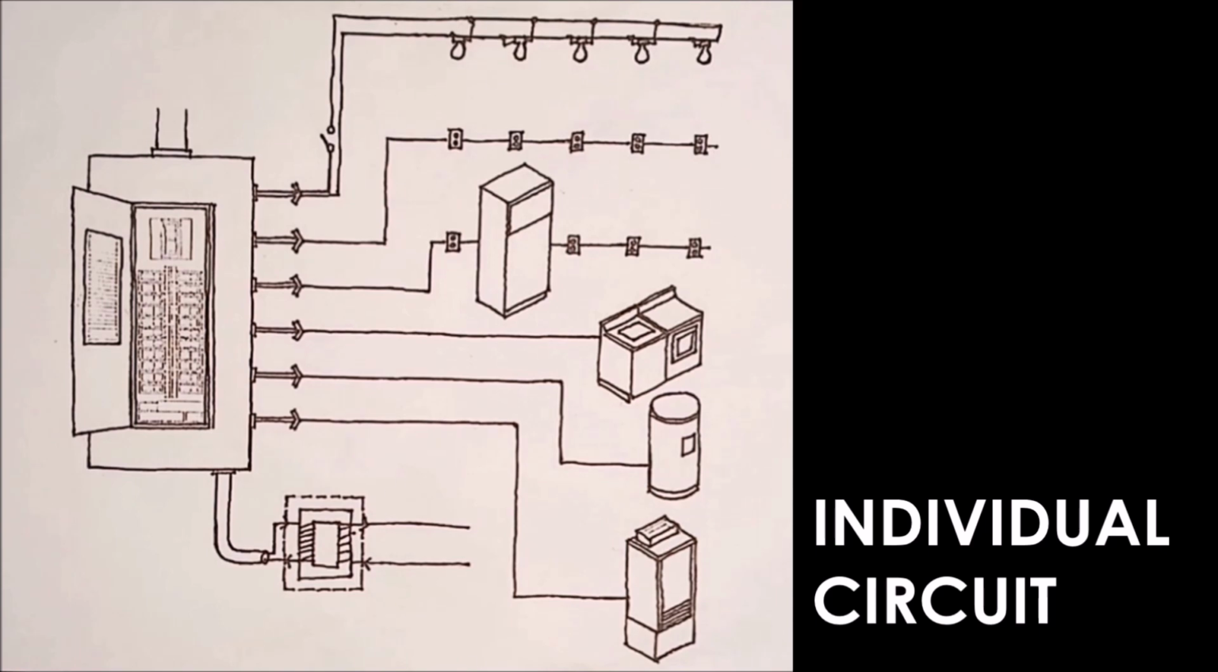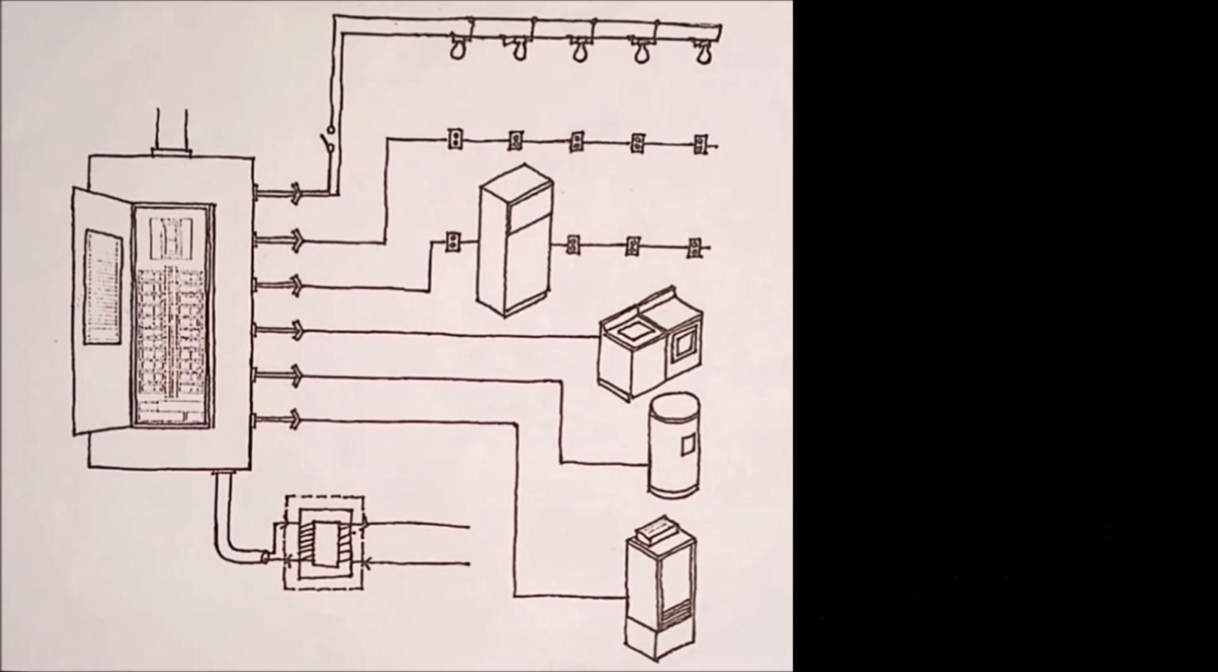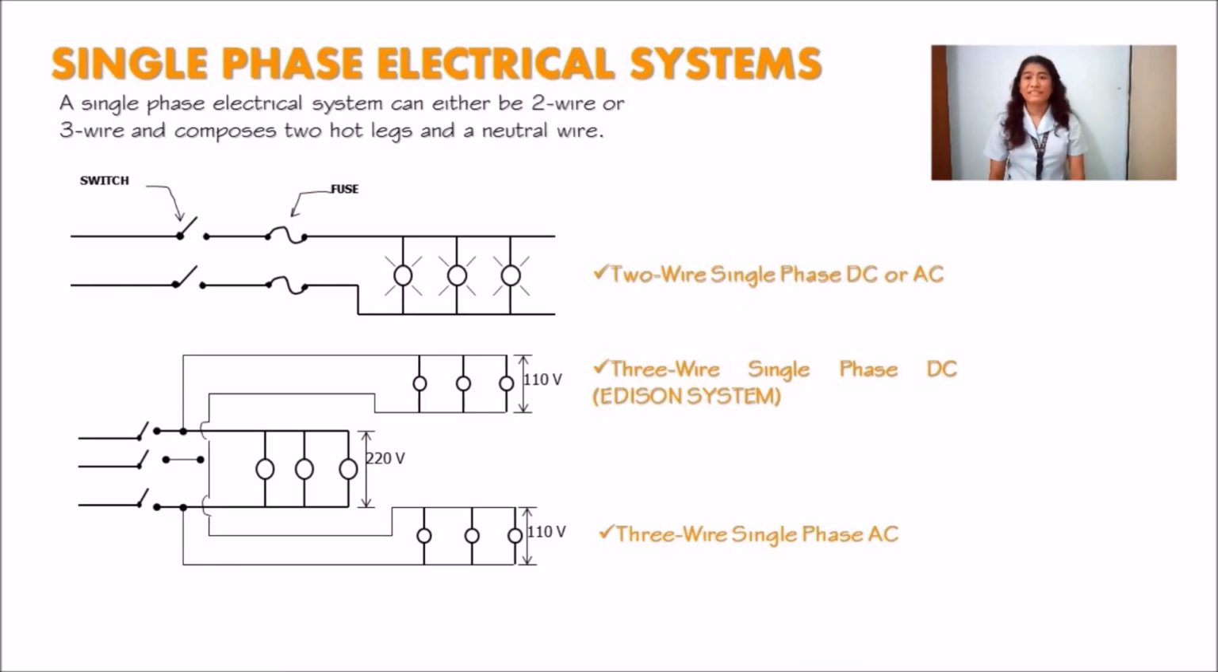This one, and this one. Individual circuit is a branch circuit that supplies current only to a single piece of electrical equipment. Single-phase electrical system. For homes and small commercial buildings, a single-phase electrical system can either be 2-wire or 3-wire and is composed of 2 hot legs and a neutral wire.